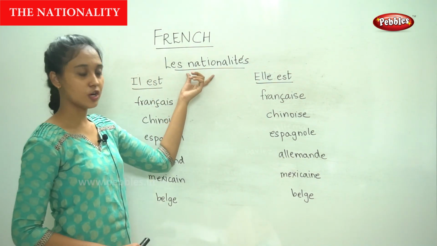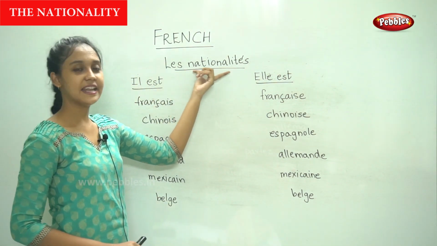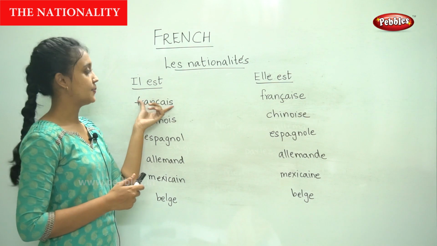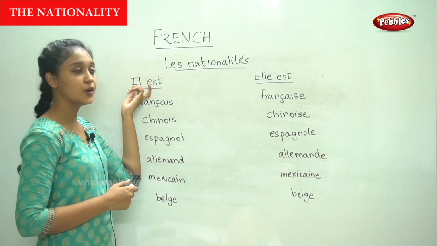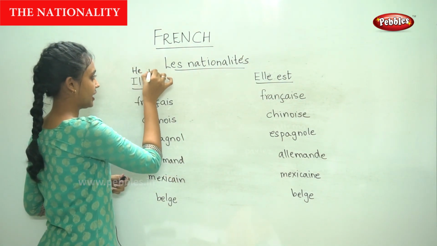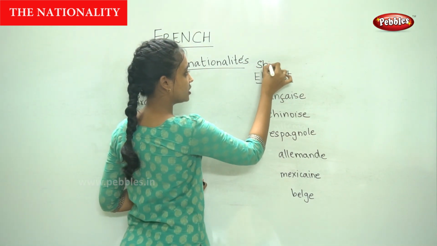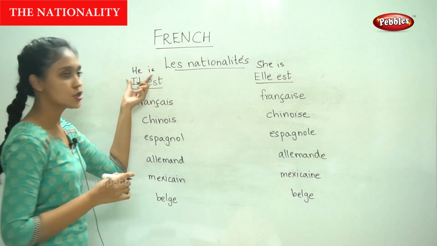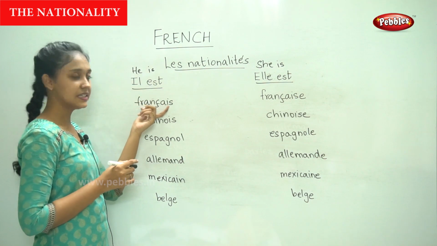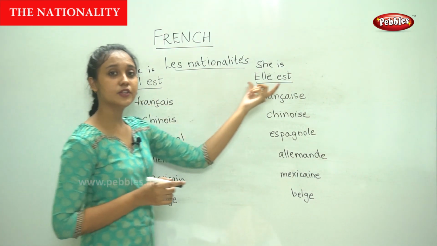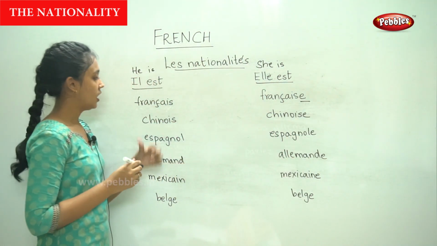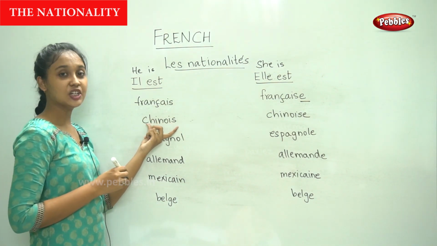Moving on to the next topic, les nationalités, the nationality of the person. So now this also changes depending upon the subject, that is whether it is masculine or feminine. So whether it is masculine, he is, or feminine, she is. So français means from France. So in masculine it is spelled this way, and for the feminine form we add an E at the end, française. Next, chinois. This means Chinese.